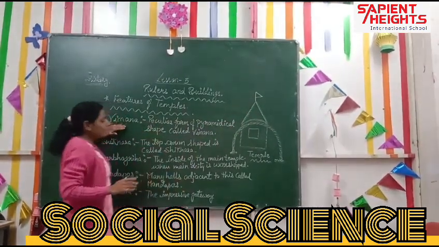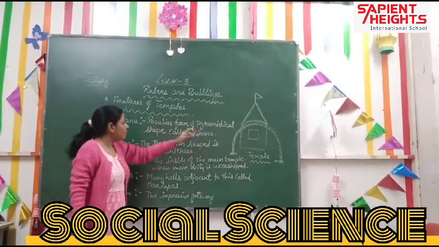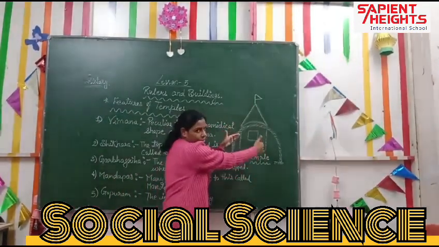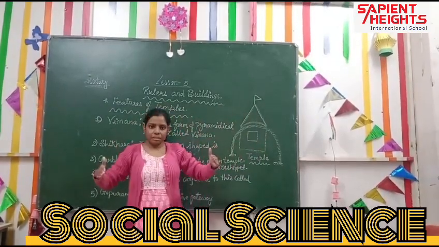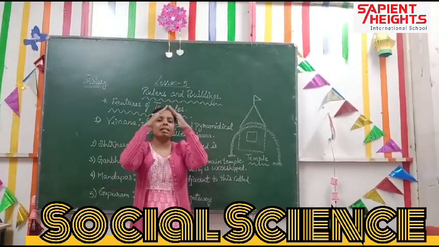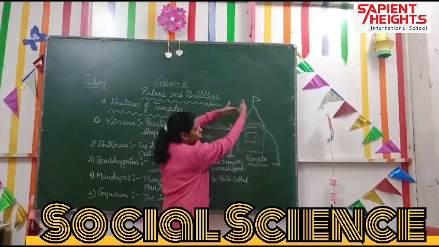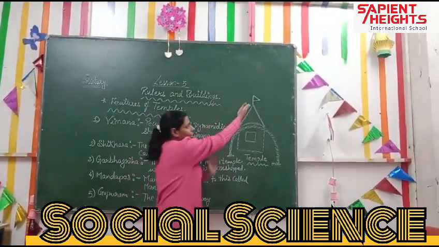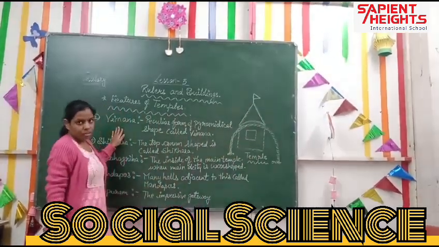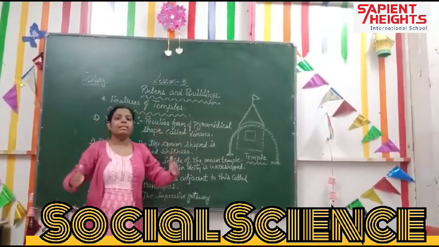The first one is the Viman. What is Viman? The peculiar form of pyramidal shape is called Viman. This is the shape of a pyramid. Like in Egypt, we find lots of pyramids, which are basically in a triangle shape. In this diagram, you see the temple is also in the form of a triangle, the pyramidical shape. So this whole temple is known as the Viman because it is in the pyramidical shape.